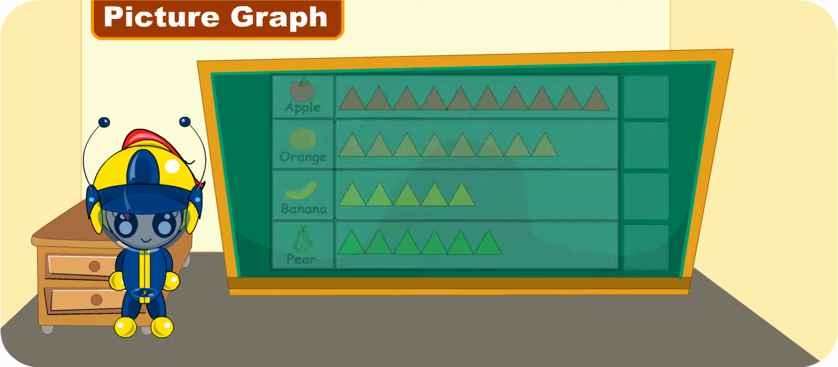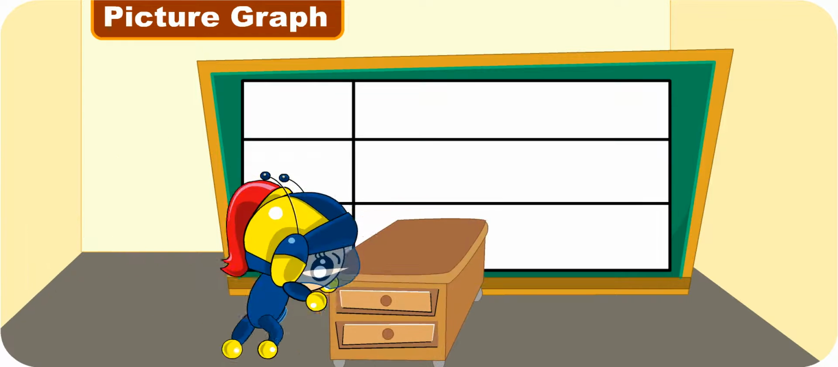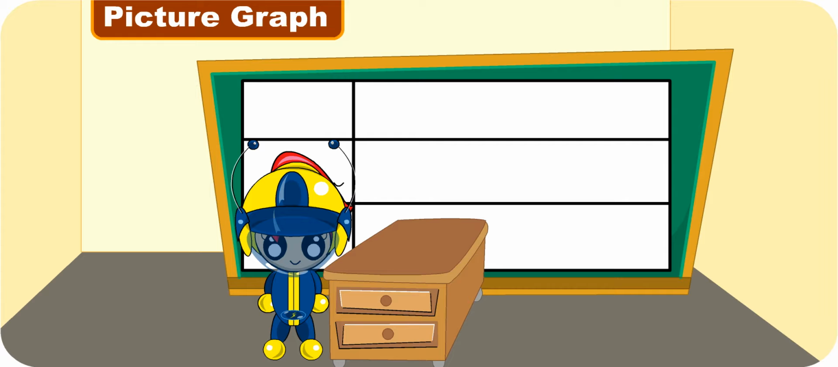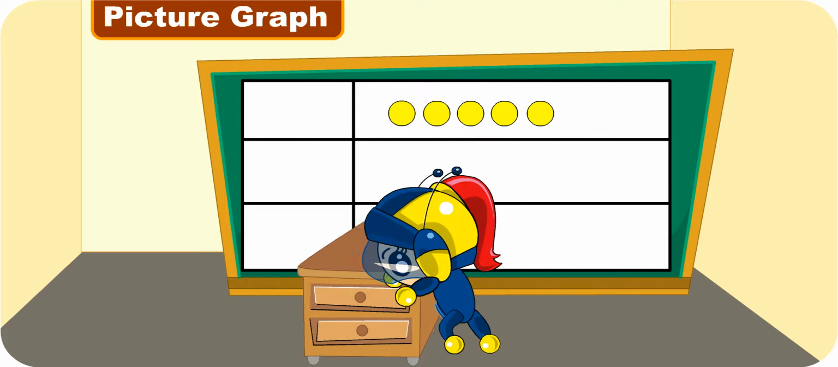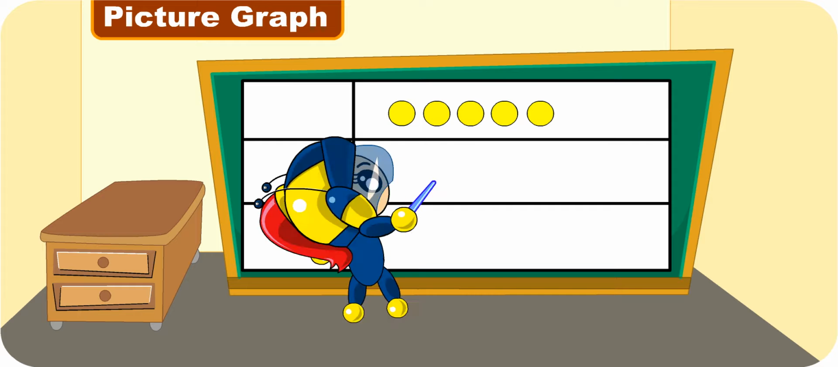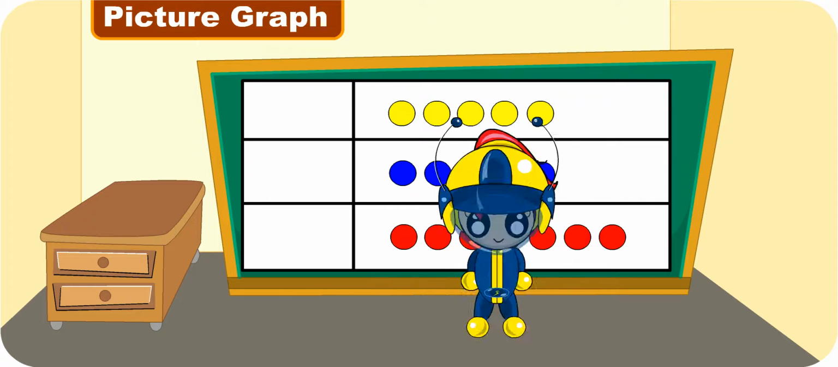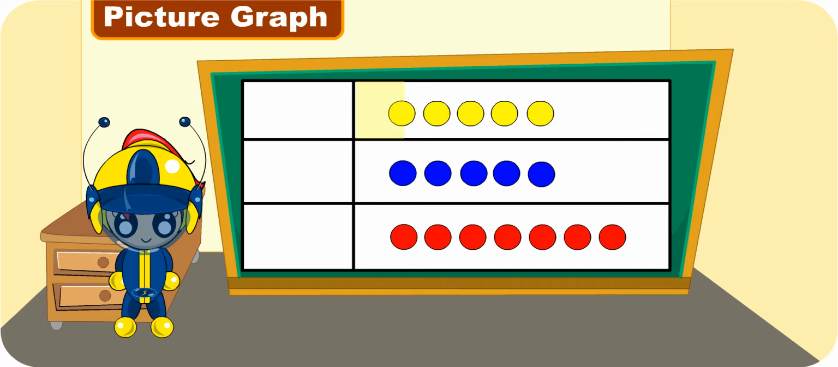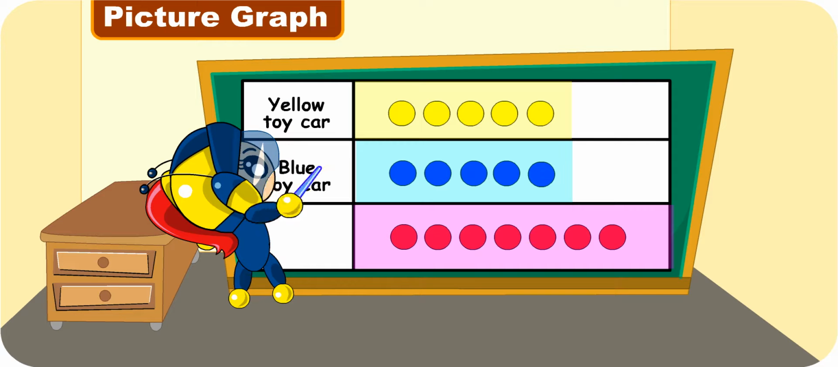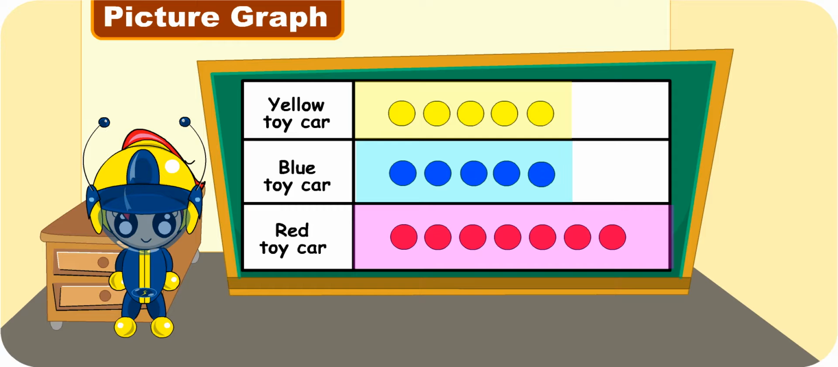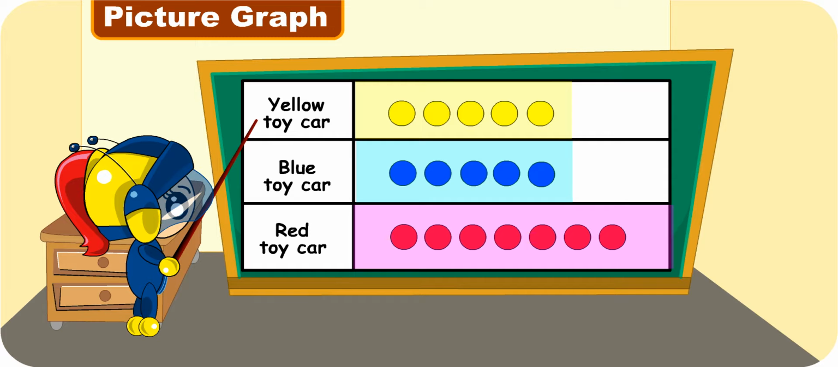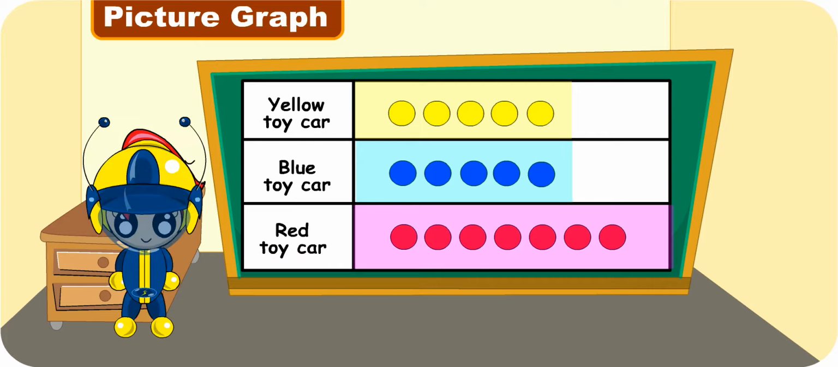That's great, teacher. Now I can draw a picture graph to show the number of my toy cars in different colors, even though I am not good at drawing. You can? Show me. I have 5 yellow toy cars, 5 blue toy cars, and 7 red toy cars. First, I write down 3 names for 3 types of toy cars. They are yellow toy car, blue toy car, and red toy car.